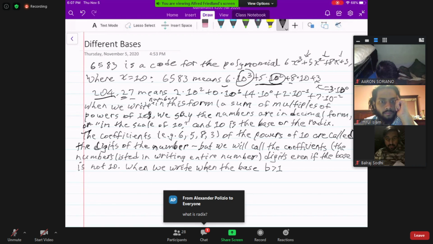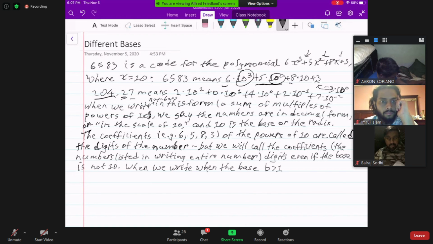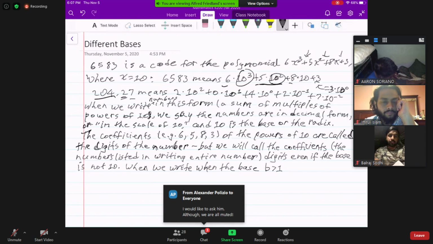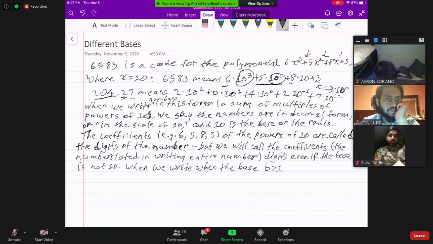I mean, if you look up at the top, you're taking a polynomial, you're taking a sum of multiples of powers of the base. But if you used 1 as the base, the powers would all be 1 and you wouldn't get anywhere. So the base will always be more than 1. 1 would not be a suitable base. You can use 10, you can use 2 and have the binary system, or you can use any integer greater than 1.